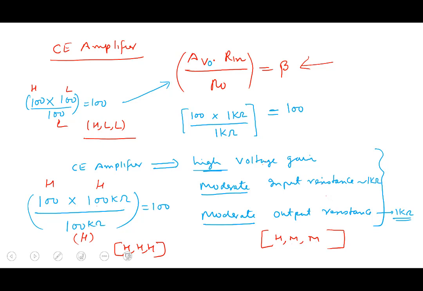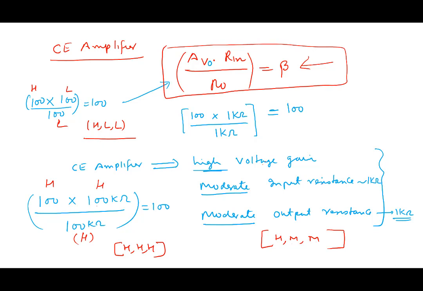So the thing is that you should not think of a common emitter amplifier just in terms of high voltage gain, moderate input resistance, moderate output resistance. That's one way of looking at it, but it's not a complete picture. The complete picture would be this, in terms of input and output resistance capability. It says AV0 Rin by Ro equal to beta.